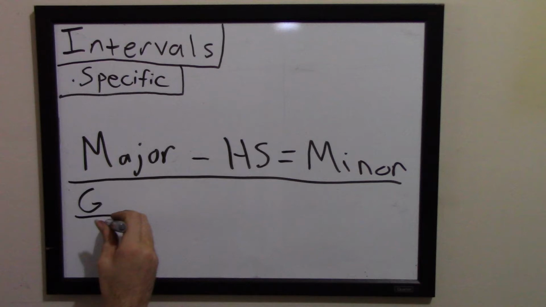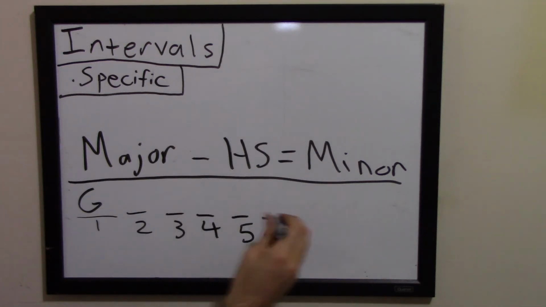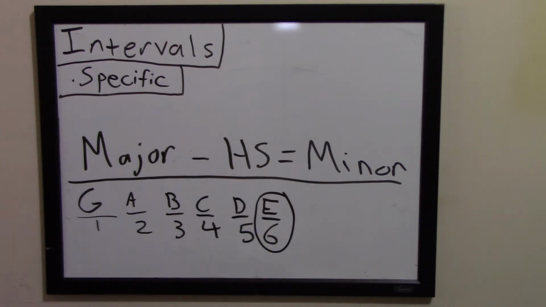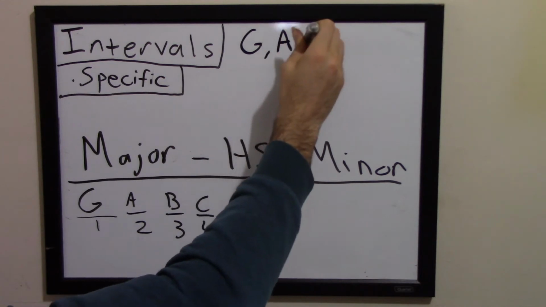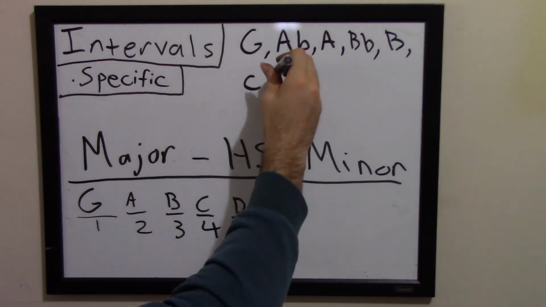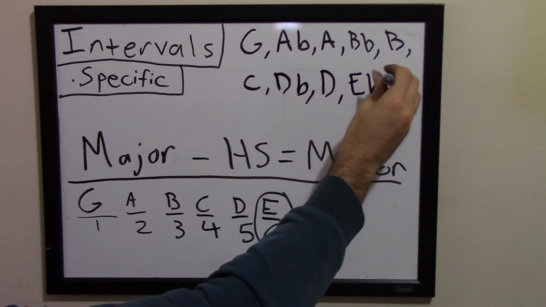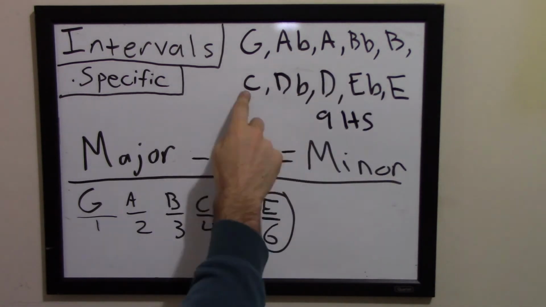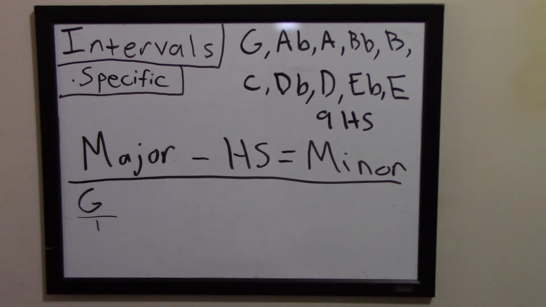So you're going to say, okay, it has to be a generic sixth, and then it has to consist of 9 half steps. So you're going to go from G, A, B, C, D, E, that's 6. So it's going to be some kind of E. Maybe it's an E flat. We don't know. Let's find out. So G, G sharp, A, A sharp, B, C, C sharp, D, D sharp, E. That is 9 half steps. So from G to E is a major sixth.